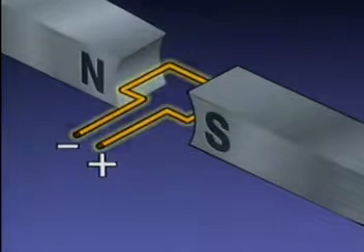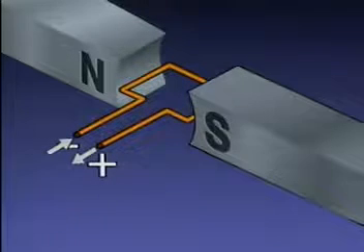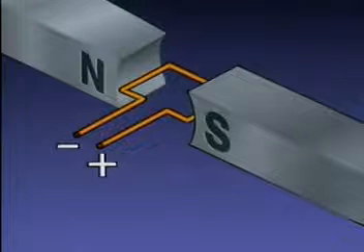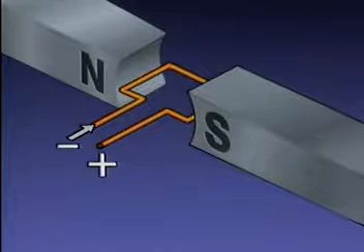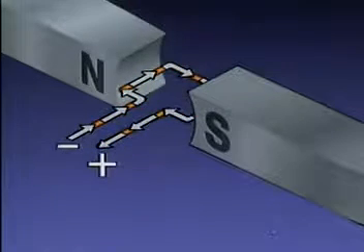All motors work because of the interaction of two or more separate magnetic fields. The interaction between the magnetic fields can be used to create rotary motion in a motor. We can use an illustration to see how this is done. In this illustration, a loop of wire is positioned in the magnetic field created by two permanent magnets. The loop is connected to a source of direct current, or DC power, which is not shown. Current flows from the negative side of the DC power source through the loop to the positive side.